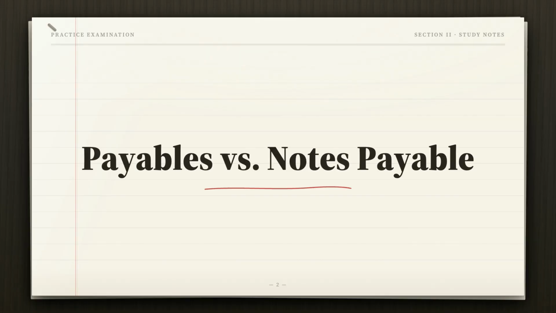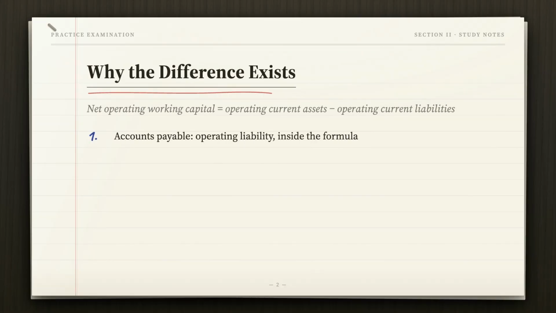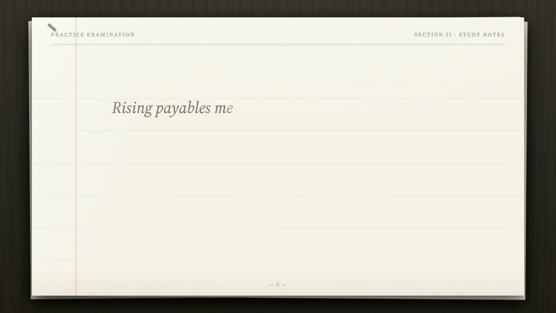Two liabilities, two very different effects. Accounts payable moves net operating working capital, but notes payable does not. And the reason comes down to one dividing line. Net operating working capital equals operating current assets minus operating current liabilities. Accounts payable sits inside that formula, but notes payable is excluded from it. An item inside the calculation changes the result. An item outside it cannot.